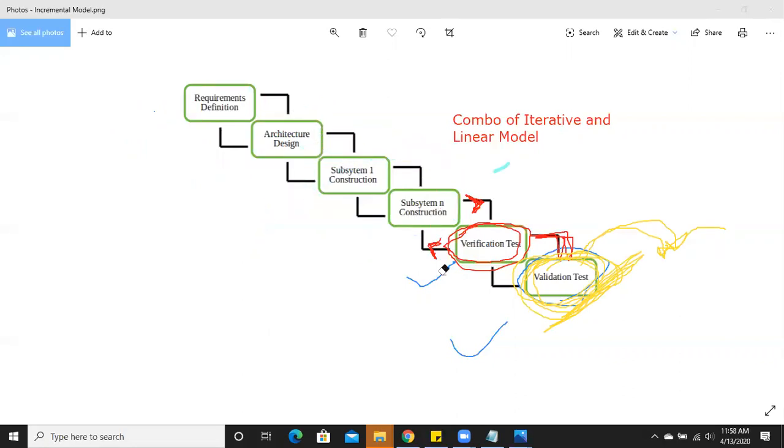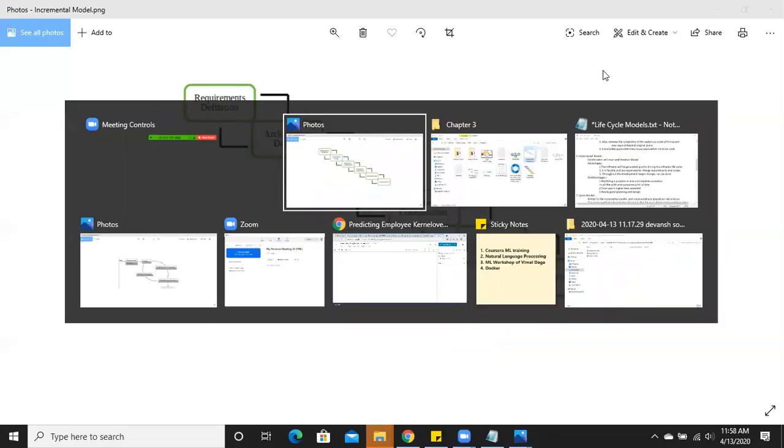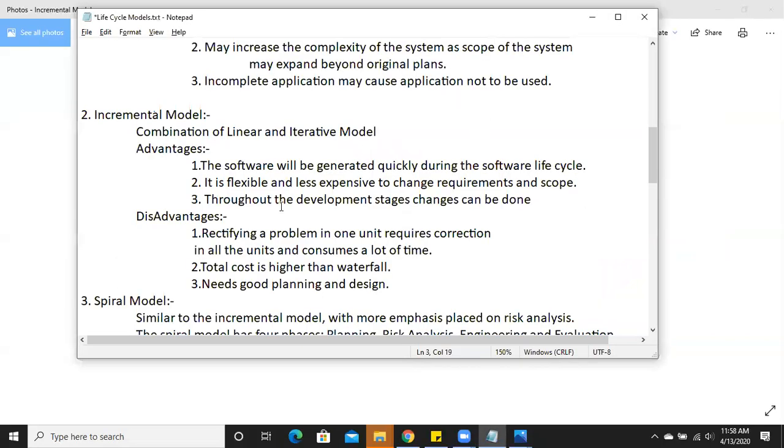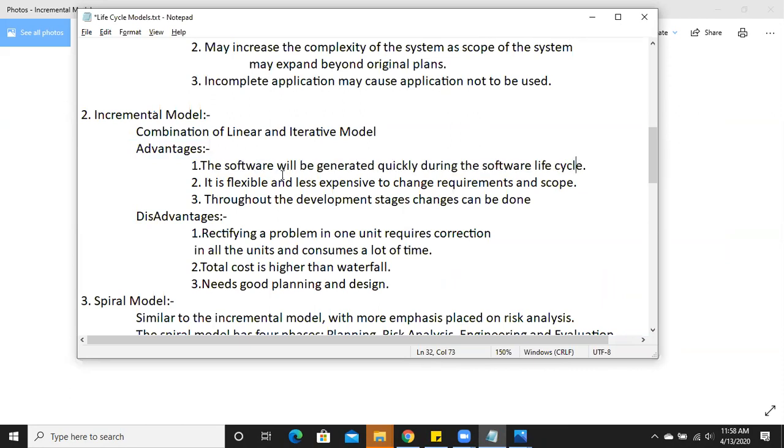This is the combination of both the linear and the iterative model, right? So this is about the incremental model. Now, what are the advantages? The software can be generated quickly during the software life cycle. It is very flexible and less expensive to change requirements.